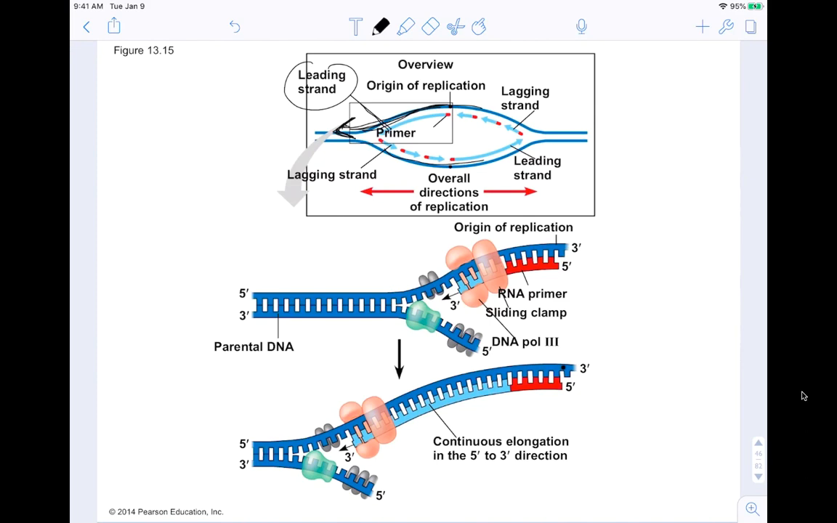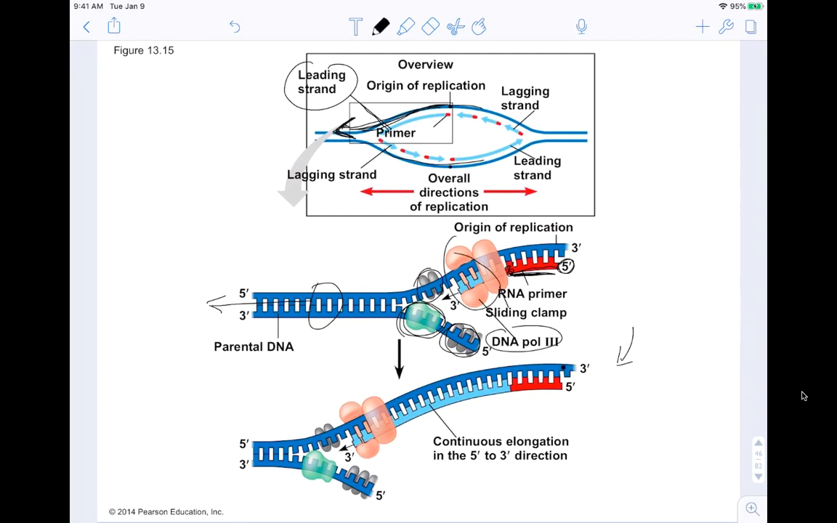So let's see, that's represented down here. First of all, we have the topoisomerase, which went through and is relieving the stress and helping to unwind. And then our helicase is helping to unzip and to unwind. Our single-stranded binding proteins are helping the two strands stay apart. We have our RNA primer that has been laid down. And notice that this is the 5' end right here, which means that this end has to be the 3' end. That's where our DNA polymerase 3 is, that's what this guy is here.